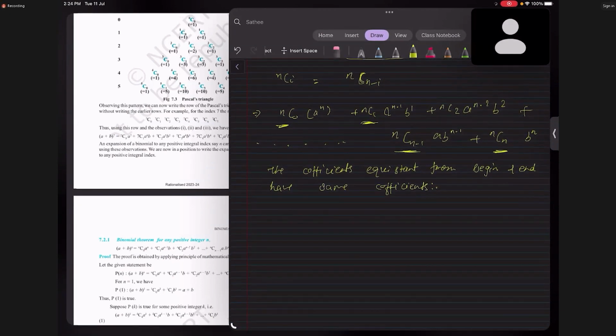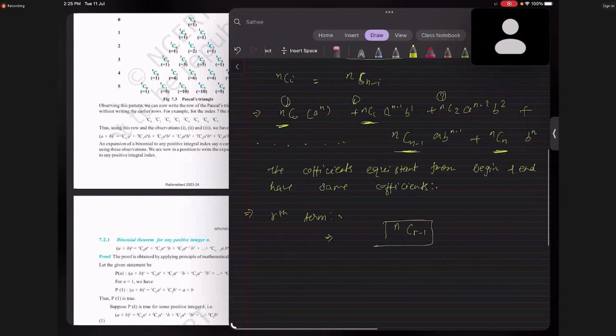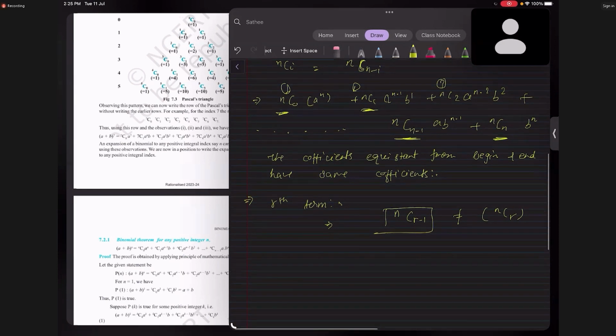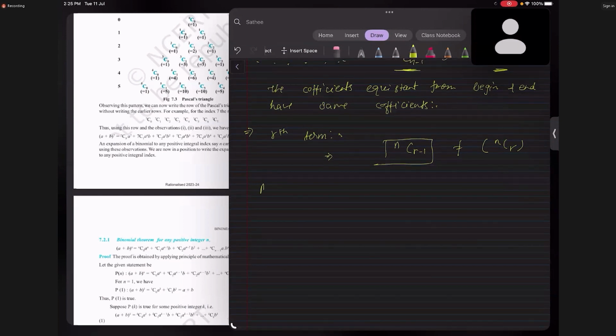And there are some other observations, like if you are asked the rth term, okay, so you can say this is our first term, this is our second term, this is our third term, and so on. Okay, so for the rth term, the coefficient would be nC(r minus 1). This is not nCr. Okay, the rth term won't be nCr, it would be nC(r minus 1). Okay, one less. And another term is the maximum coefficient.